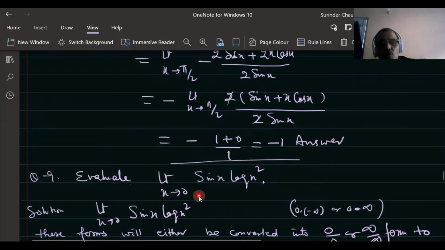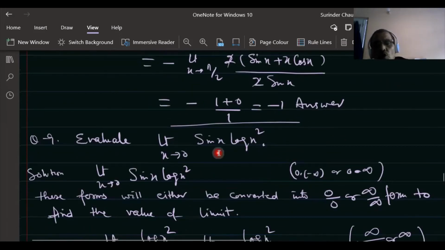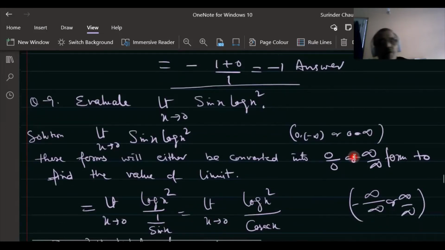Evaluate the limit as x approaches 0 of sin x log of x square. Now again, which form is this? Sin 0 is 0, log 0 is minus infinity. So it is 0 into infinity form. We know we have to convert into either 0 by 0 indeterminate form or infinity upon infinity form. So we have to convert them.